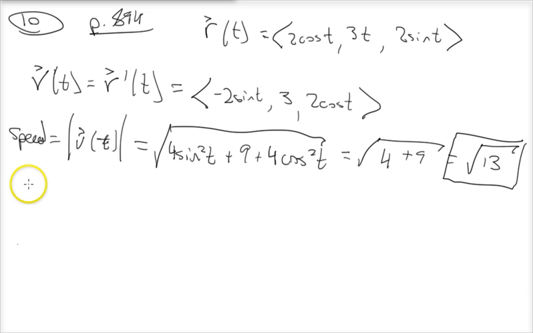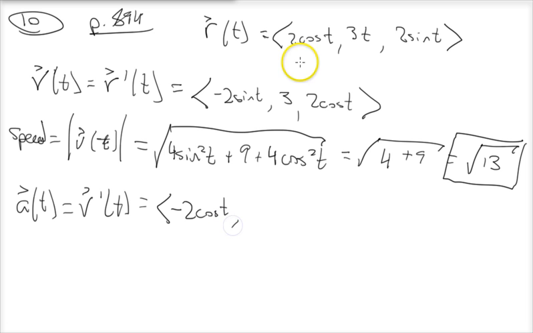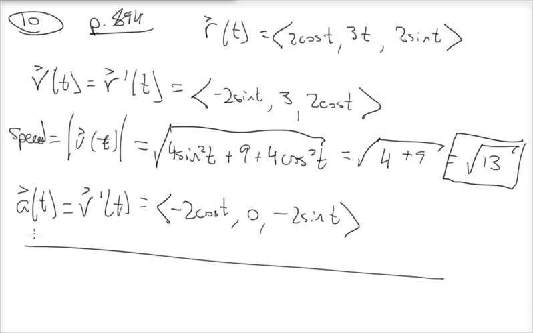That's kind of interesting. And now we need to find the acceleration vector, and our acceleration vector is going to be the derivative of our velocity vector, like that. So we take the derivative of each of the components here, and we're going to get a negative 2 cosine t. That 3 is going to become a 0, and the 2 cosine t is going to become a negative 2 sine t. And that is all she wrote. That's all the answers that we're going to need for that problem.